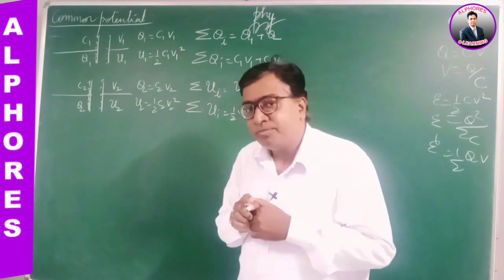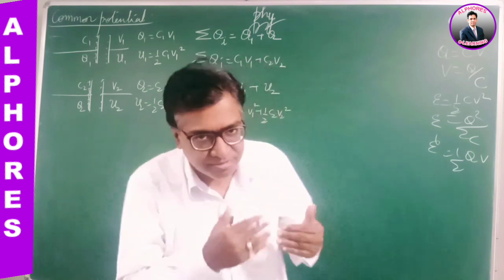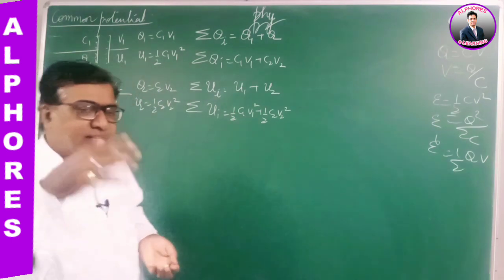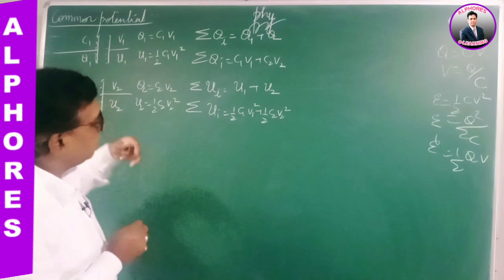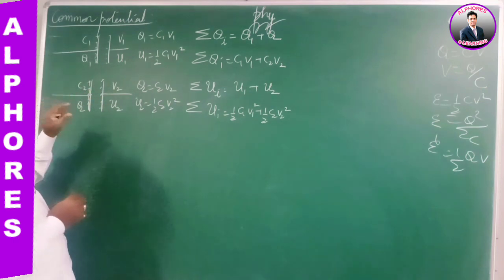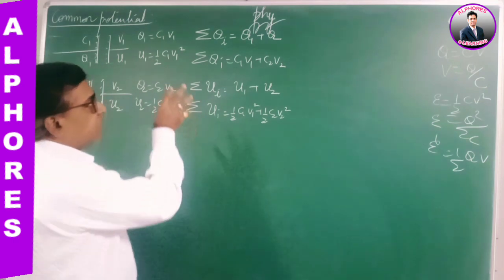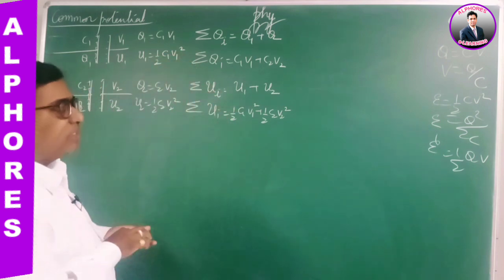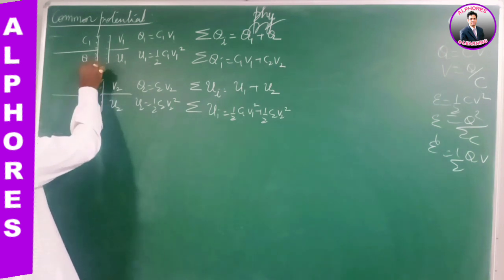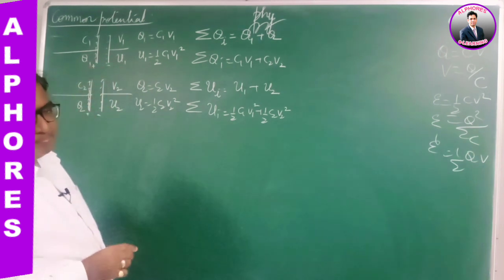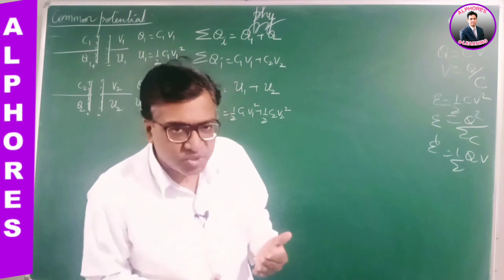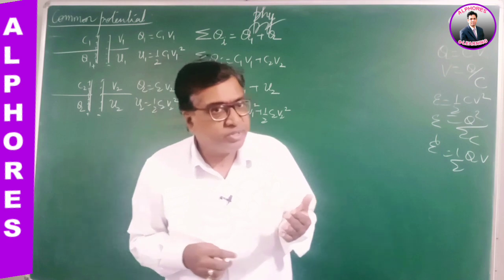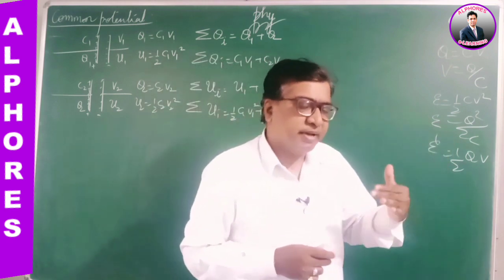So this is the initial situation, before connection, before combining them. When I charge this one and that one separately by their respective sources to the potentials V1 and V2, the charges are Q1 and Q2 respectively and the energies are U1 and U2. Then the total charge and total energy are like this. Now I am going to combine them, joining them by connecting them in parallel. How do I do it? Plus is connected to plus, minus is connected to minus.